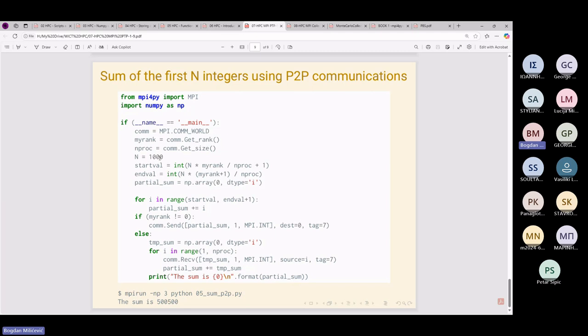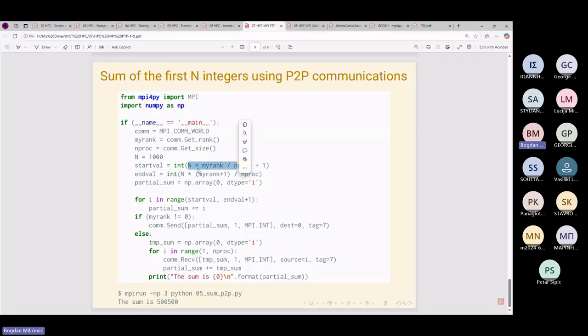this domain, this 100, into portions by using this formula. So this is my rank, and it will be 0 for the zeroth process, 1 for the first process, and so on. We are multiplying that by n and then dividing by the number of processes and adding one just in case. So this will be the starting point from which the process should start its summation, and this will be the ending number at which the process should run its summation.